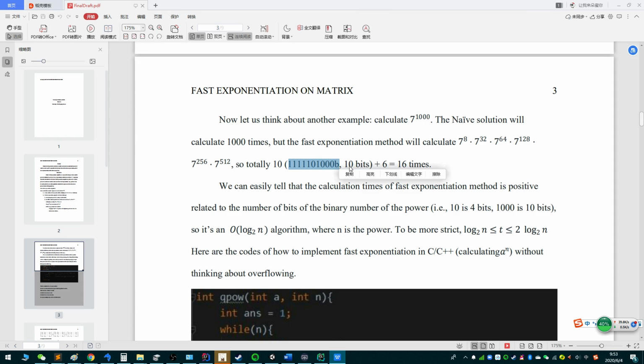So we only need to calculate, because we don't count the 7 to the 0, because that's just 1. And we don't count, but we do count the 7 to the, I mean 2 to the 11th. So totally we will calculate 10 different numbers, and we pick 1, 2, 3, 4, 5, 6. We pick 6 of them, and we multiply them together. So the total multiplication count will be 16. Actually, maybe 15, but one time doesn't matter.